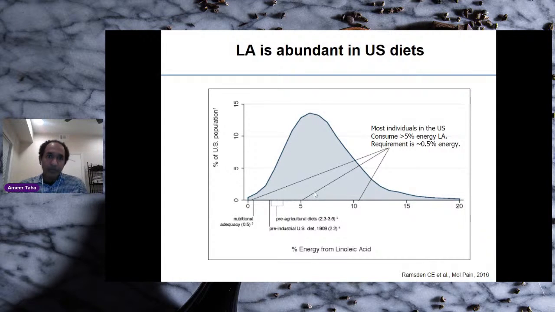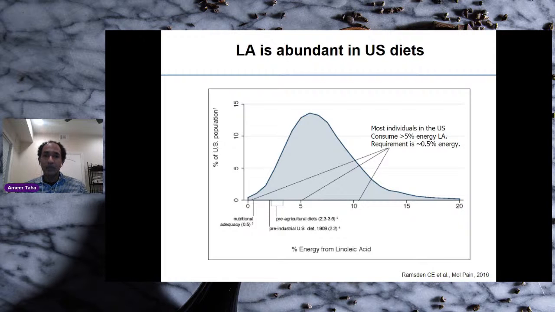So let me put this into perspective. 0.5% energy is the minimum requirement needed for just existing. This is the minimum amount needed. Now, this happens to be a little bit less than pre-agricultural diets. So before the 1900s, linoleic acid in the food supply was pretty low, around 2% energy. So pre-industrial times, pre-agricultural diets, and I'll talk a little bit about what that means. It used to be around 2% energy, which was fine because the minimum needed is 0.5%. Although 2% is 4 times the minimum requirement, it's still fairly low.